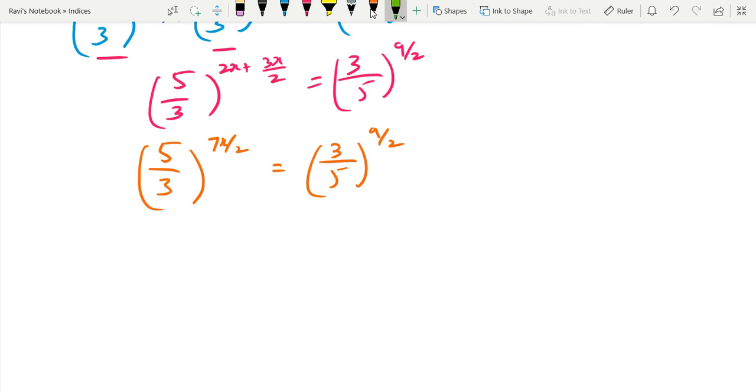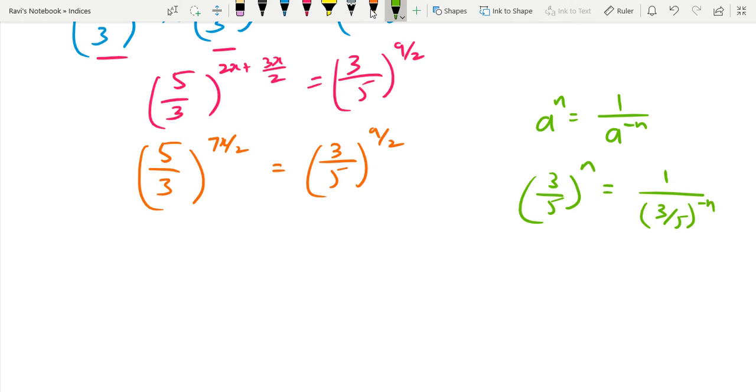We can see that the two numbers for the bases are inverted. If you recall the indices rule, a^(-n) equals 1 over a^n. Applying that, if I say (3/5)^n, it equals 1 over (3/5)^(-n), and 1 to the power of anything is the same anyway, so this is equivalent to (5/3)^(-n).